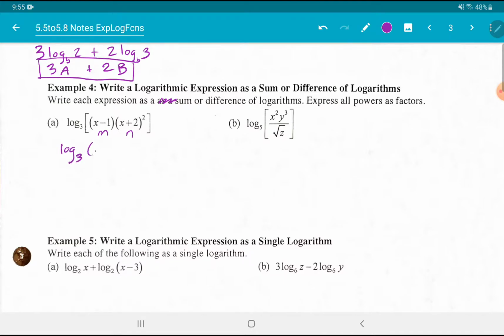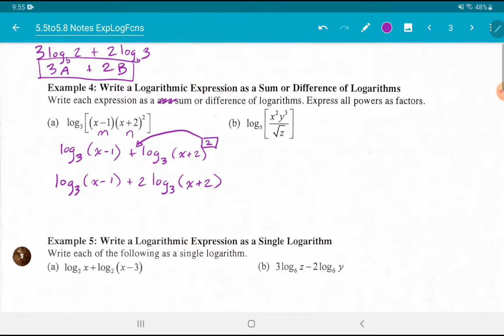Log base 3 of x minus 1 plus log base 3 of x plus 2, all quantities squared. Remember, if something is taken to an exponent, you can bring that exponent in front as a coefficient of the log. So now what we have is log base 3 of x minus 1 plus 2 log base 3 of x plus 2. Okay, so now we have written it as a sum or difference of logs. There we go.